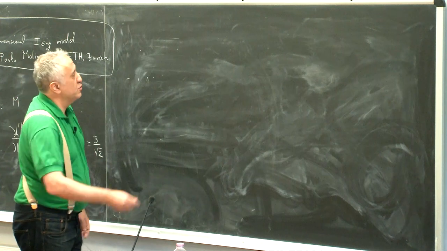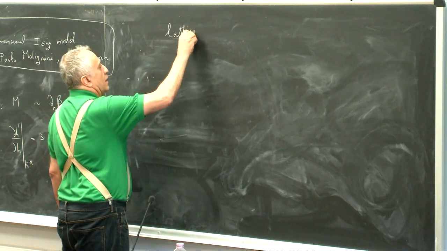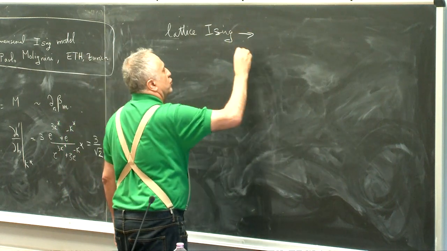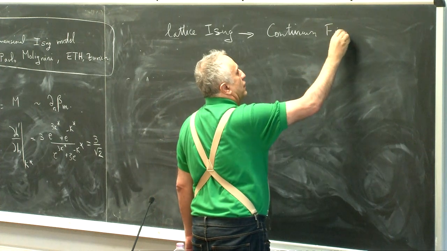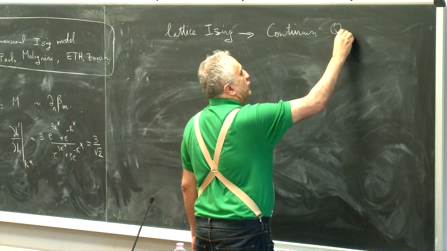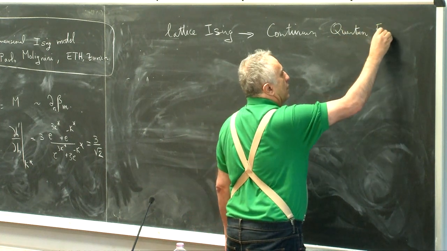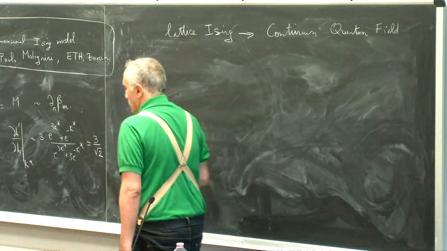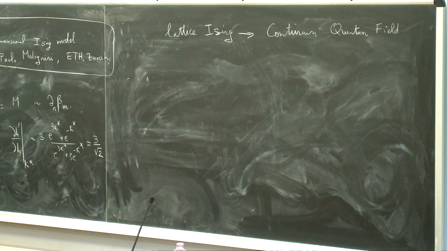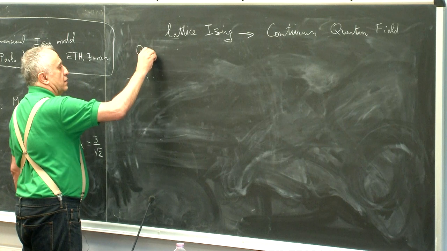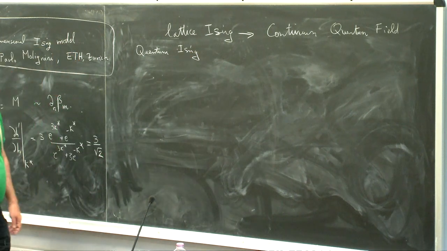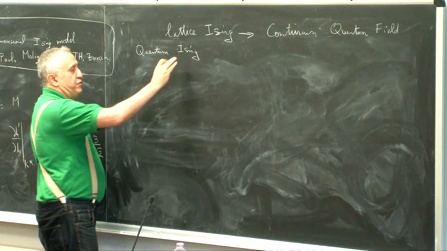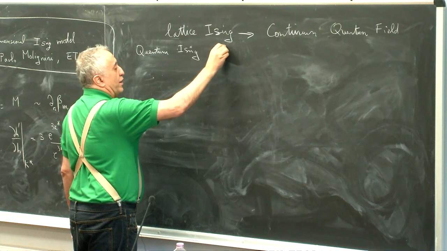So what I want to do now is to go from lattice Ising to continuum quantum field theory. To do that, the best starting point is quantum Ising, not classical Ising. So I start from quantum Ising, and the other thing to observe is that if you start with quantum Ising, you have to have d equal to 1.